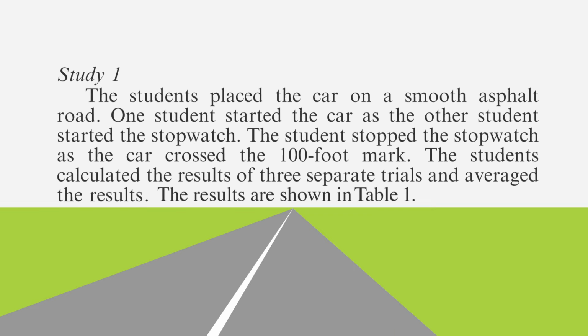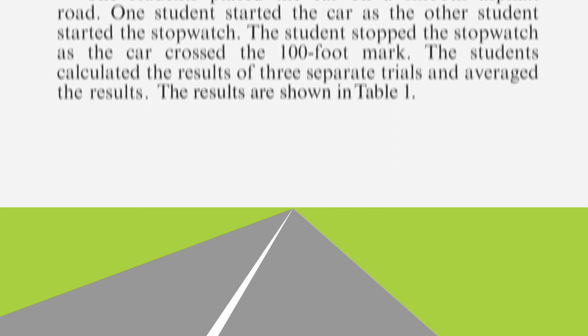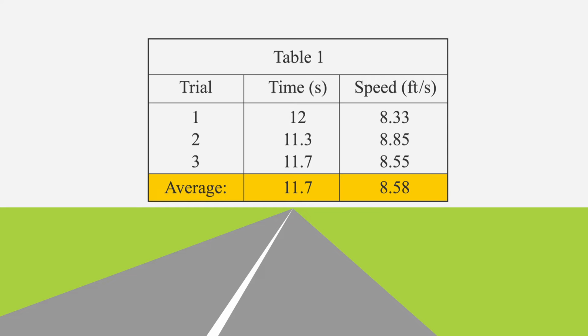In Study 1, the students placed the car on a smooth asphalt road. One student started the car as the other student started the stopwatch. The student stopped the stopwatch as the car crossed the 100-foot mark. The students calculated the results of 3 separate trials and averaged the results. The results are shown in Table 1. So we know that the test condition for Study 1 was on asphalt.